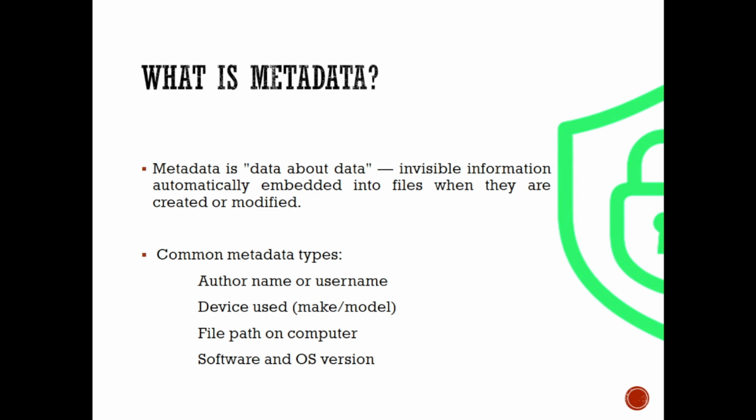What is metadata? Metadata is data about data. Invisible information automatically embedded into files when they are created or modified. Common metadata types: author name or username, device used, make and model, file path on computer, software and OS version, timestamps for creation and modification, and GPS coordinates in images. Metadata is not meant to be seen, but it can expose sensitive info unintentionally.